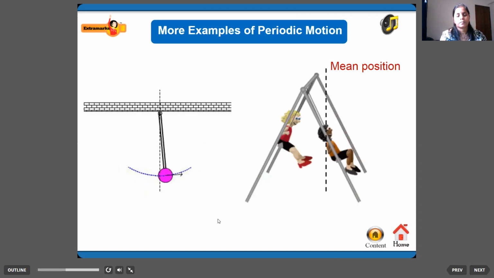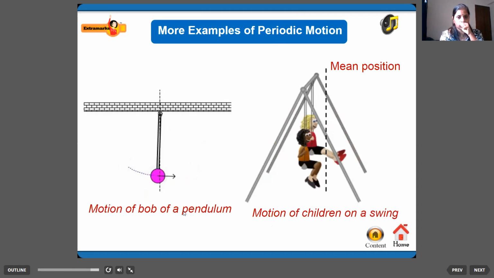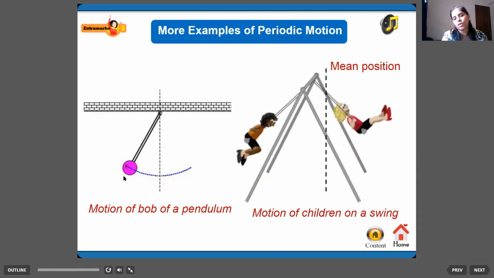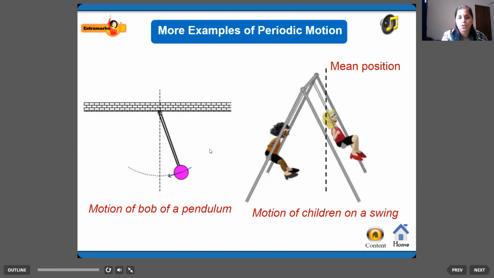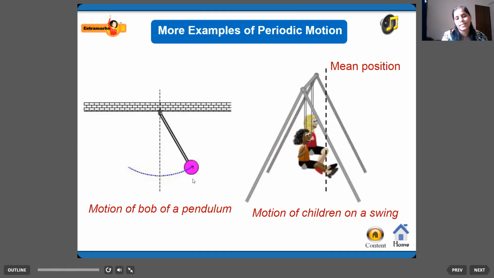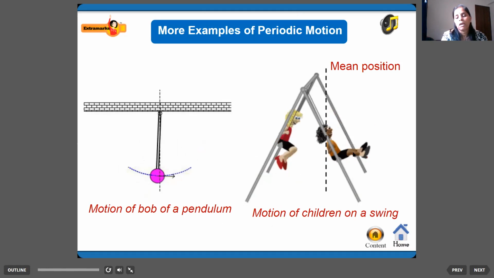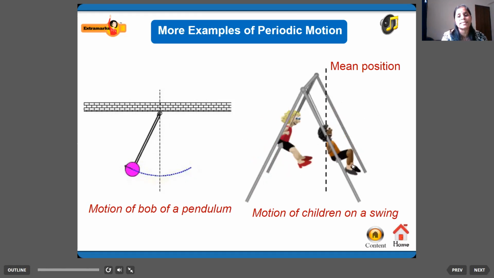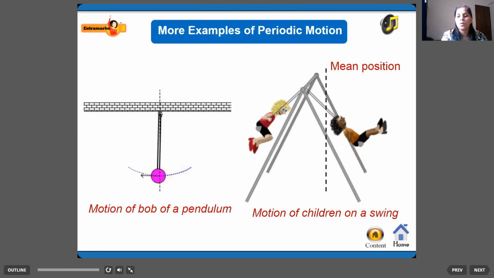Here we can see some examples of periodic motion. Here you can see what I was talking about, the pendulum. Yes, from the mean position, it's going to and fro, and after a fixed interval of time, it comes back to the mean position. Here also, when a child is swinging on a swing, the motion of the child on a swing is again an example of periodic motion.